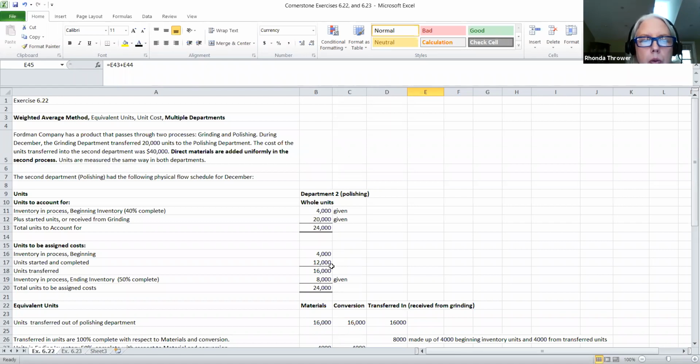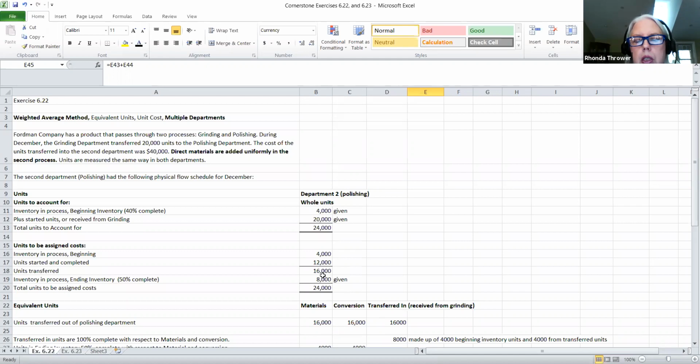We don't know what we started and completed. We don't know our units transferred, but we do know that they gave to us that 8,000 units were finished as far as ending inventory is concerned. So you can work backwards to find these amounts. 24,000 is the same thing that would be plugged in here. So if we have 24,000 and we know the ending inventory, the difference between these two is the units transferred. So the units transferred plus the ending inventory units will give you the total units to assign cost.